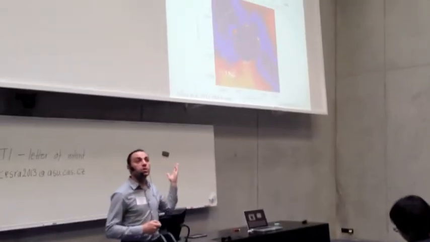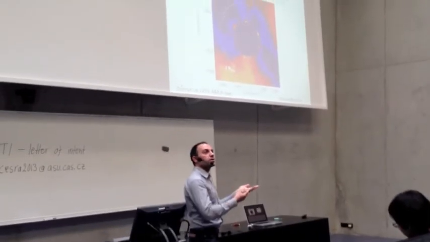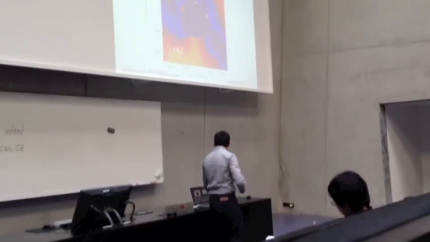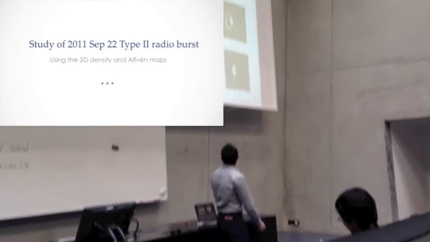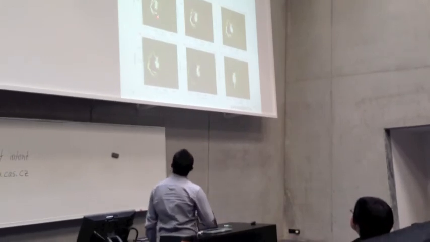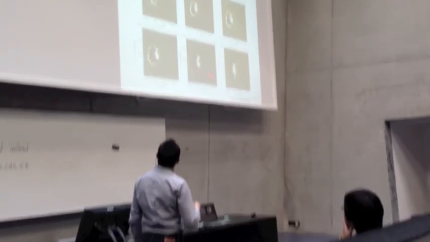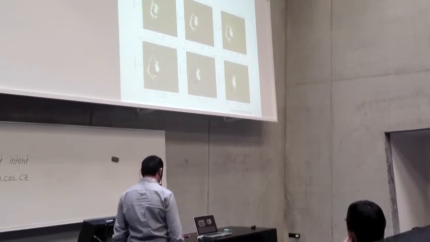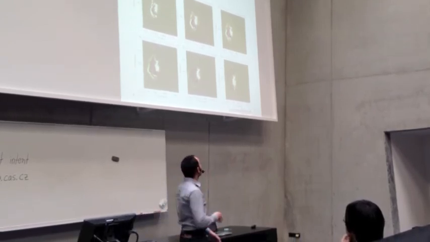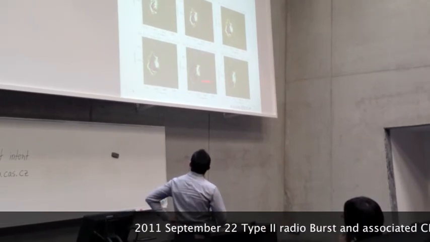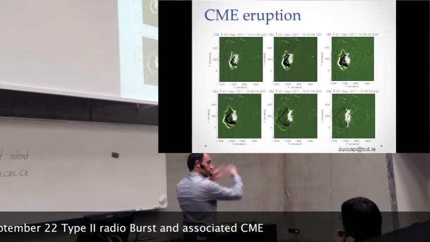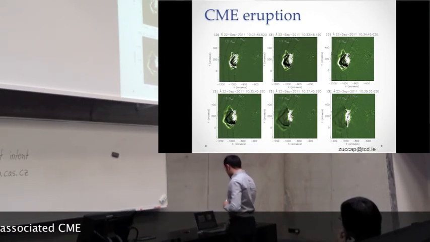Now, I'm just going to briefly show one of the examples. These maps can be used to analyze all the type 2 radio bursts on the plane of sky, at least, because these are plane of sky maps. So I'm just going to show a little example here about the 22nd of September 2011. There was a CME eruption. These are running difference images from SDO-AIA. And as you can see, there is this feature which propagates, which is the eruption of the CME.